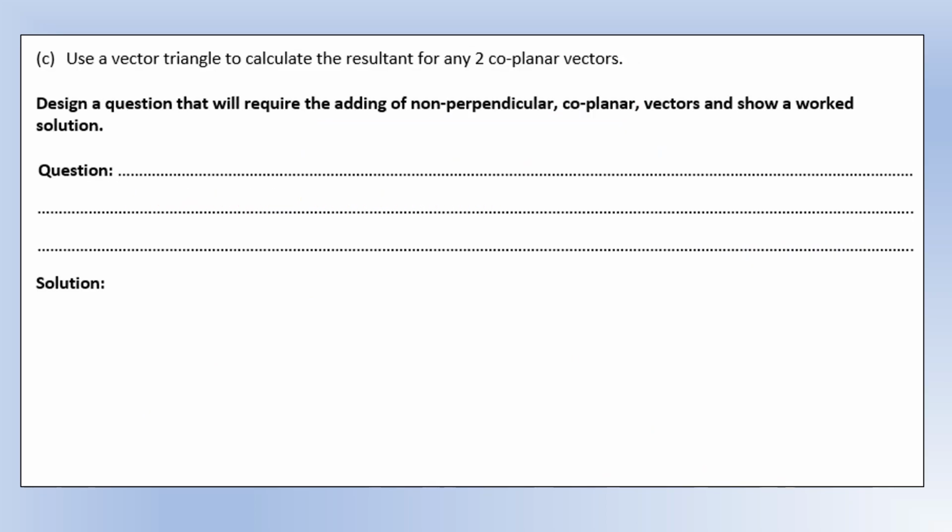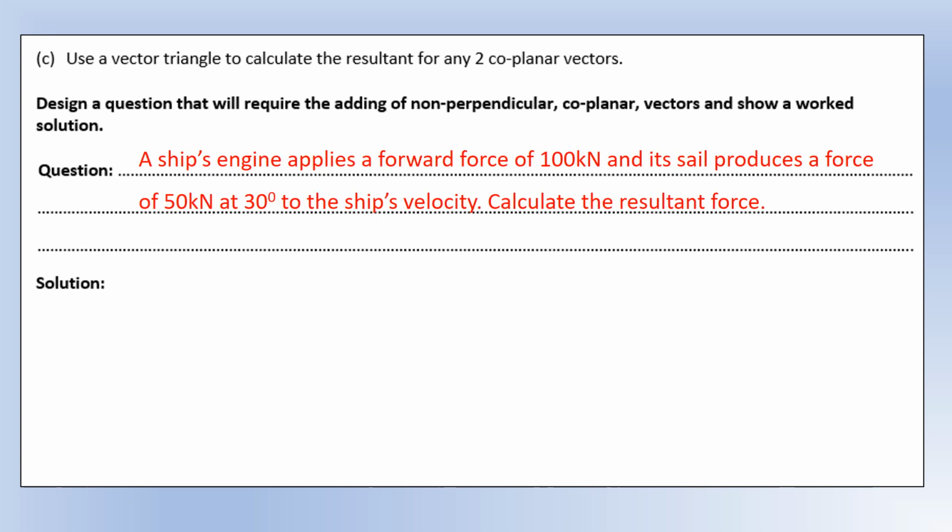Okay, so then next one, using a vector triangle to calculate the resultant of any two coplanar vectors. Coplanar meaning in the same plane. So again, what I'd like you to do is come up with a question and try and put it in a context that will allow you to show using this skill. So the question I came up with, I'm going to be thinking about ships. So we've got a ship engine providing a forward force of 100 kilonewtons. Sail is producing a force of 50 kilonewtons at 30 degrees because it has to point towards the wind.